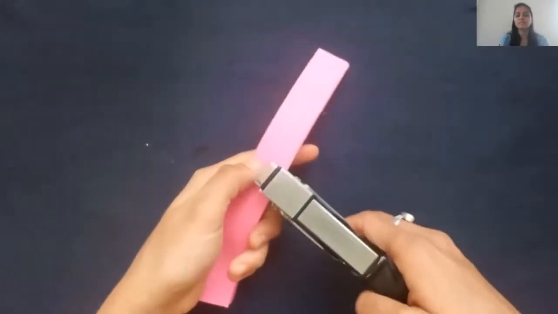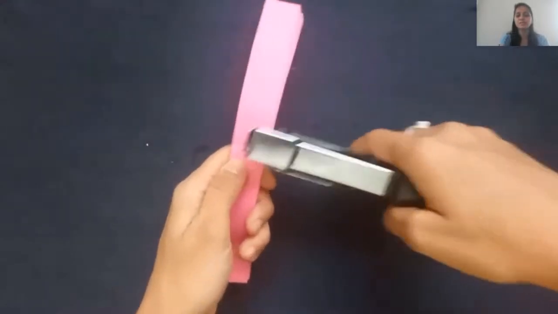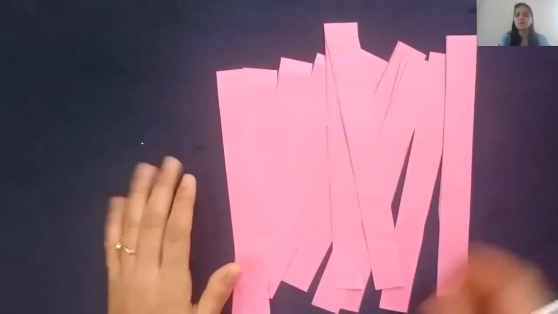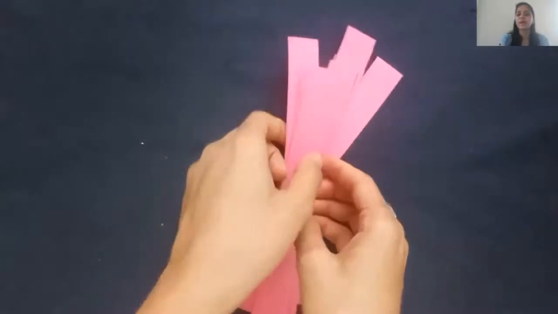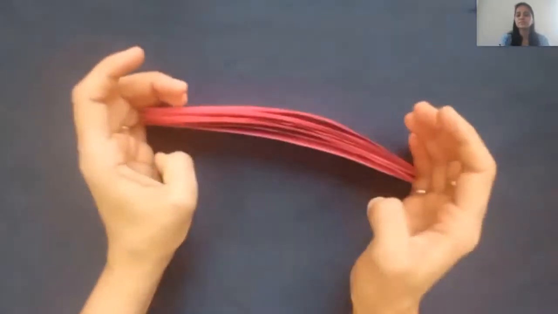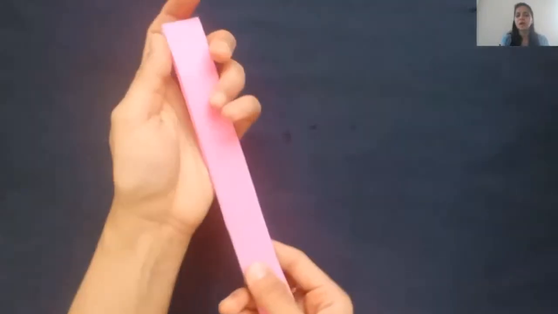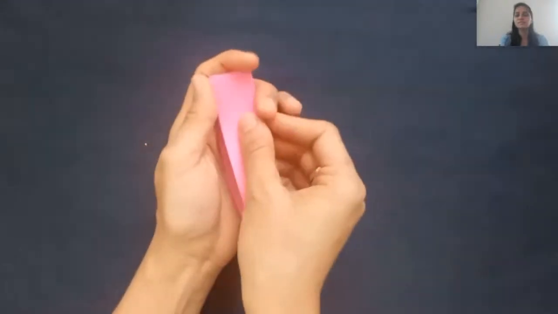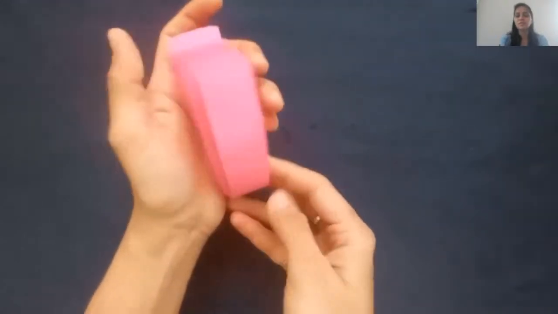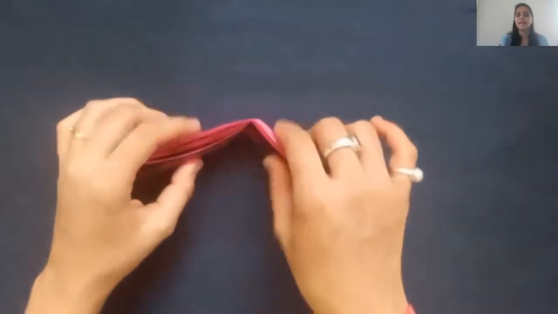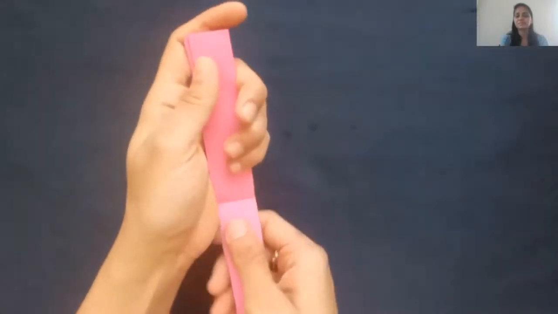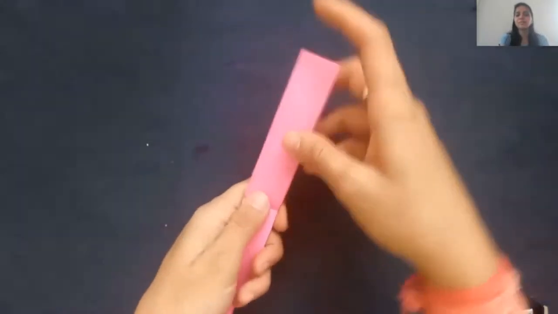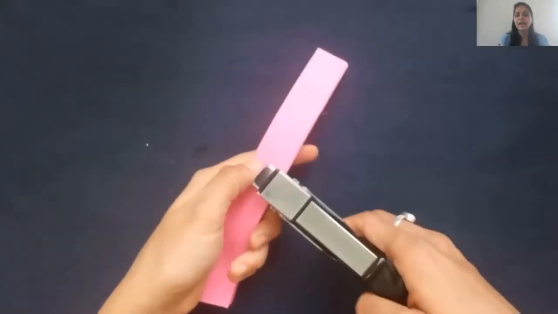Make sure it's not unequal. It should be equal, children. I repeat, see, we finished cutting all the strips. What was the next step? We assembled all the strips together. Fold it from one corner to other one. And then exactly at the center, staple it up. Slowly, children, be careful. Make sure you assemble all the strips equally and staple it up.